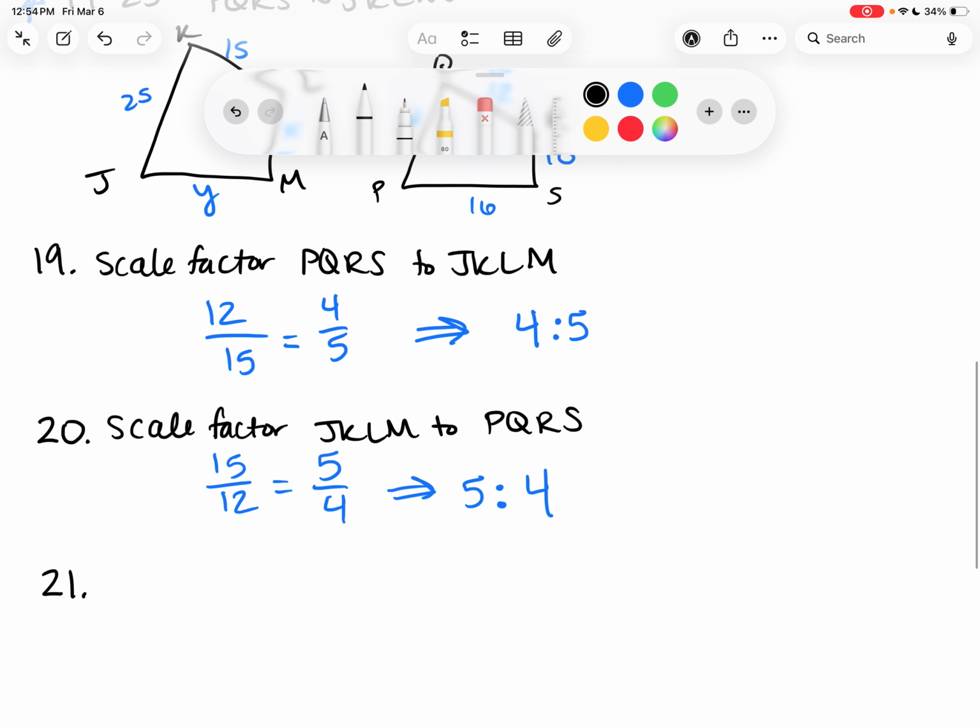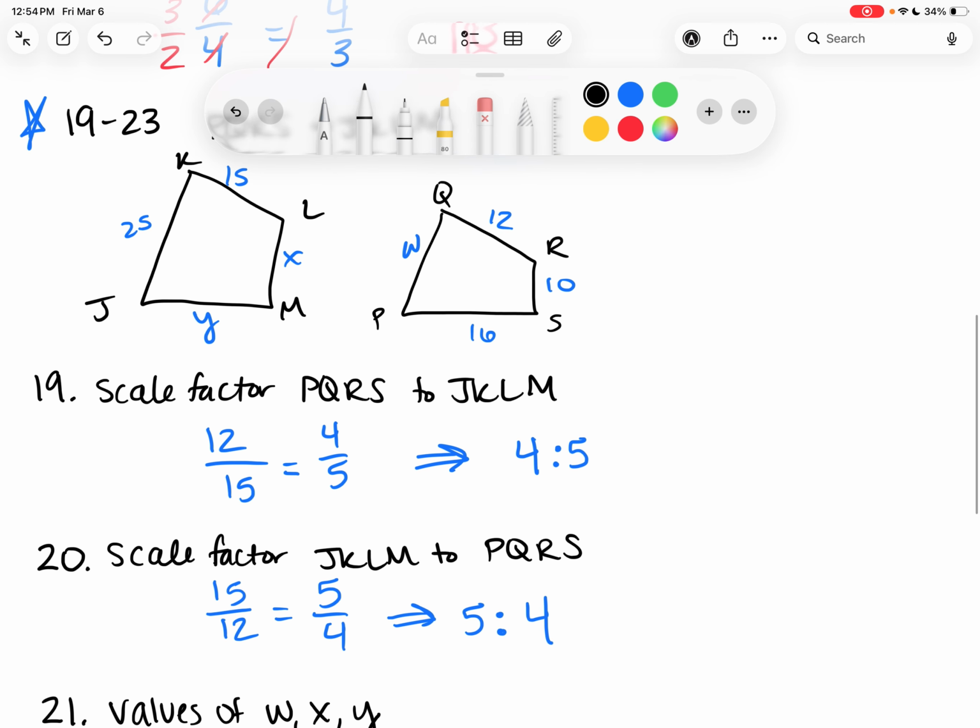All right, 21, they want the values of W, X, and Y. So any ideas how I might go about solving these things? Well, use the scale factor, yes. That we had. I can use the scale factor. I can also relate it to something else that I already had. Is that what you're going to say?